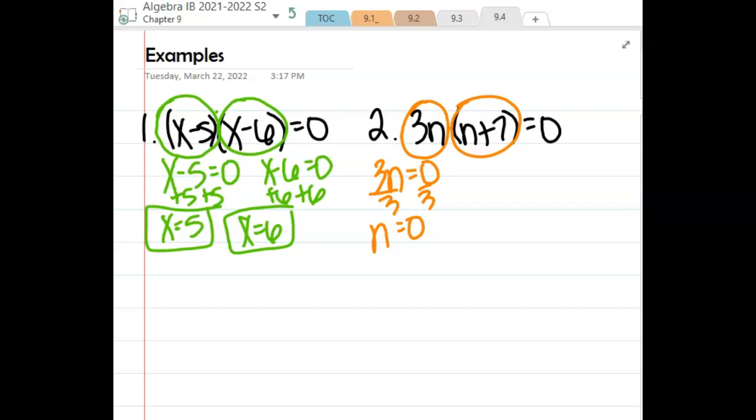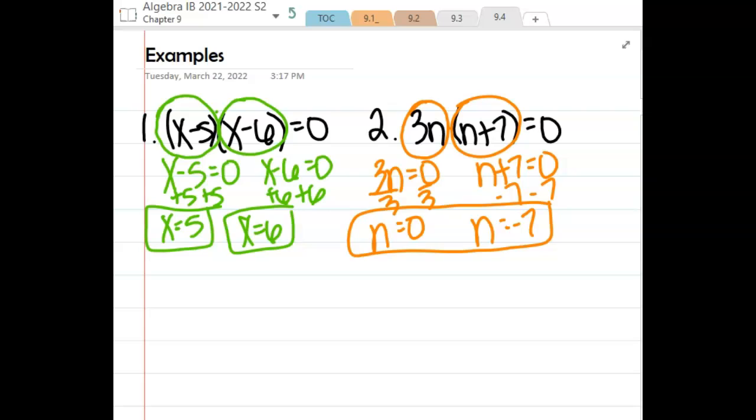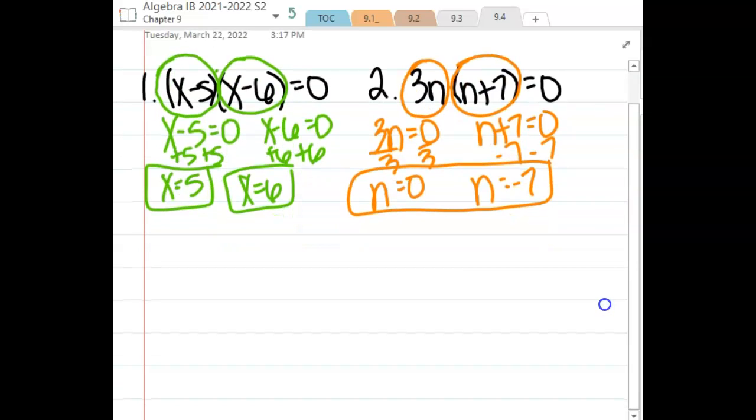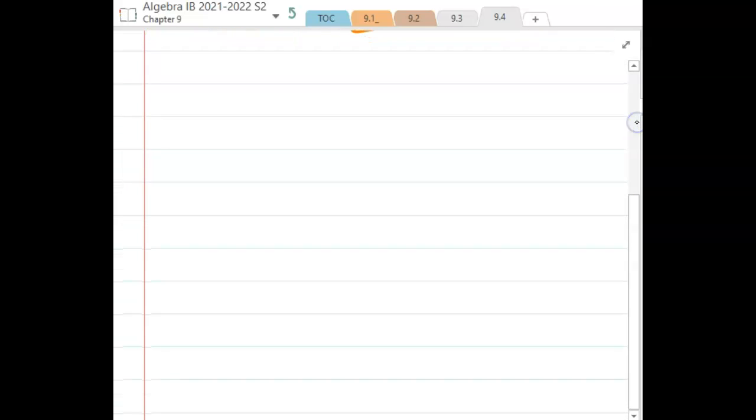Or, if 3n is not 0, so maybe 3n is 55, 55 times that would have to be 0. N plus 7 would have to be 0 to make that 0. So subtract 7, you get n equals negative 7. So 0 and negative 7. Questions on either of those two? The first handful of your problems in your homework today are already going to be that much done for you. So make sure you're not working too hard.